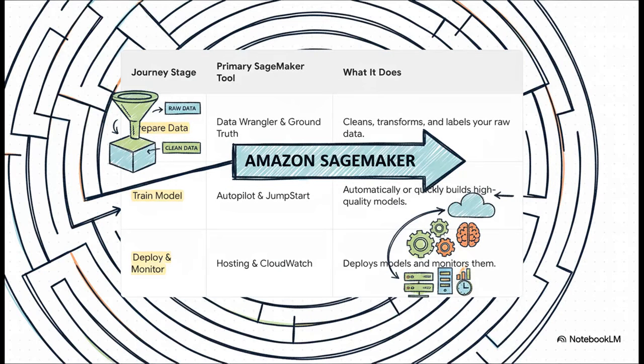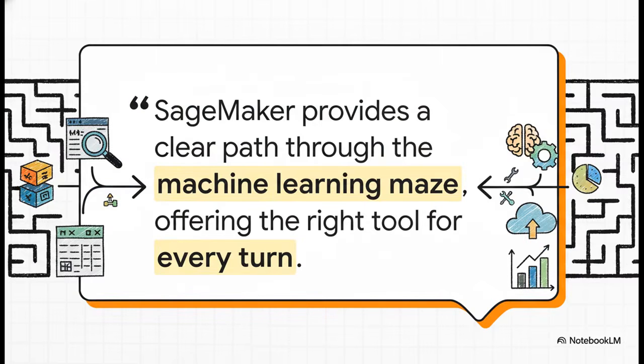This table really lays out our whole journey nice and clean. We started by using Data Wrangler and Ground Truth to turn our raw data into something valuable. Then we chose our training path, whether it was the automation of Autopilot or the control of a custom job. And finally, we use SageMaker's hosting to deploy and monitor our model out in the wild. It's a complete end-to-end platform. So when you boil it all down, SageMaker's mission is pretty simple: to turn that complex, often scary maze of machine learning development into a clear, manageable path, making sure you have the perfect tool you need for every single turn, from start to finish.